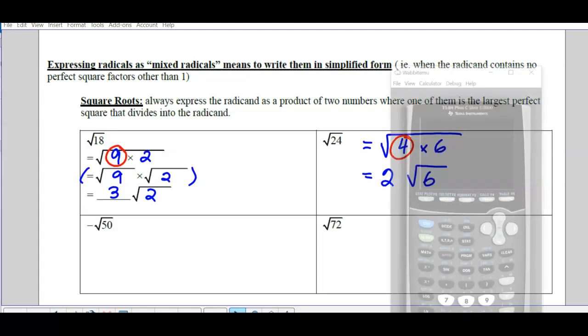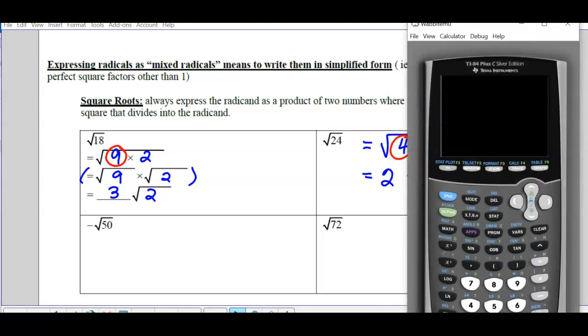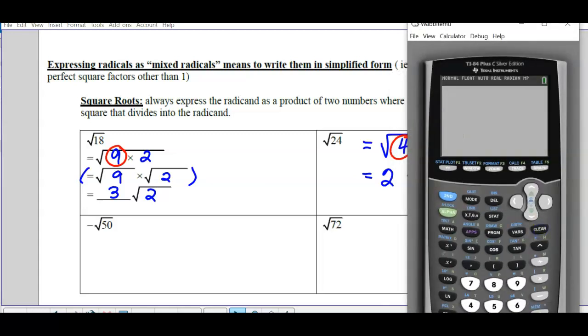If you want to check though, which you can, you get out your calculator and enter root 18 to find the decimal form of it. And then you enter what you think the simplified form is, 3 root 2. And you make sure that those decimals are the same. That means you haven't changed anything.